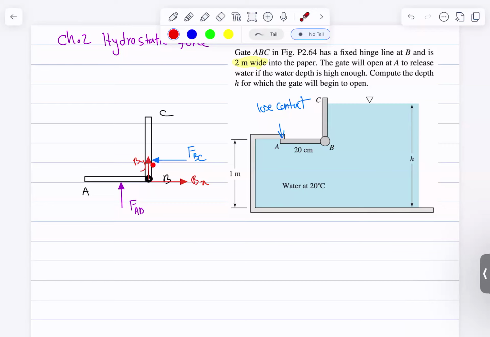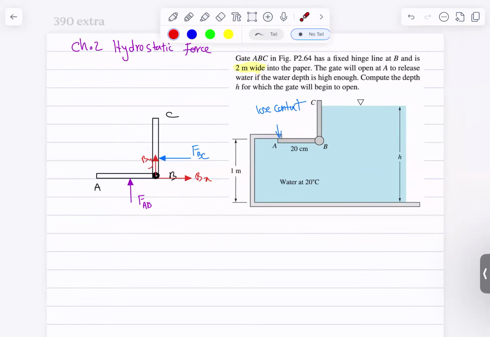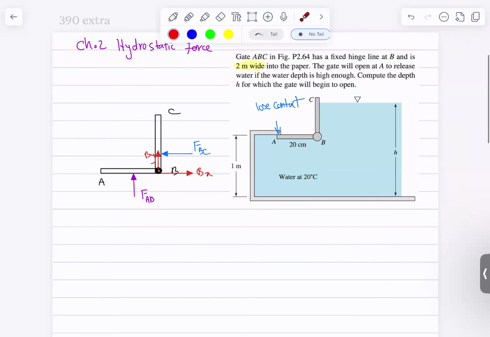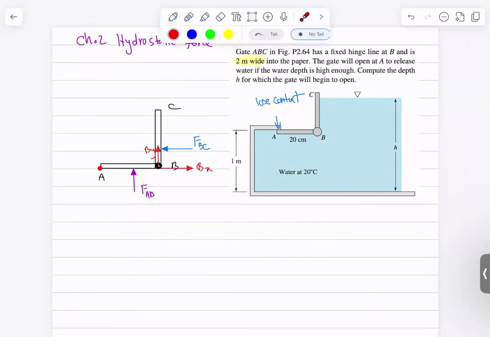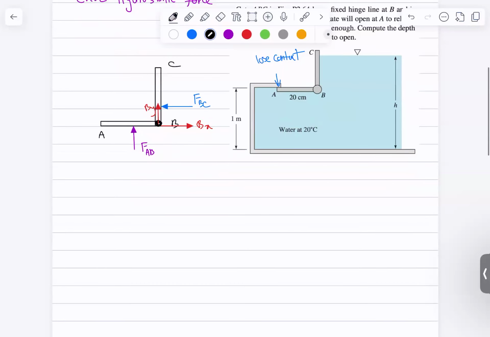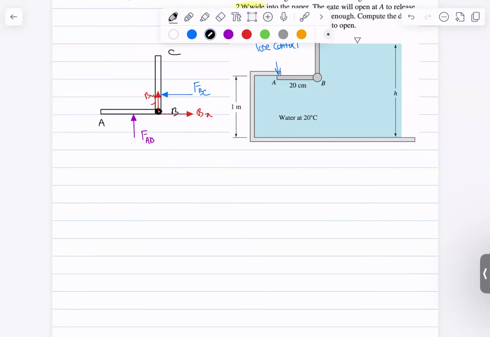Also, there's a reaction force at B, which I don't know. It has some X and Y components. I'm just going to write it as Bx, By. But there's no normal force at A because it loses contact at that time. Okay. So this is the problem we're trying to solve. And it's clear that the easiest way to do this is not a force balance, but rather a moment balance about B, because then you don't have to worry about Bx, By.